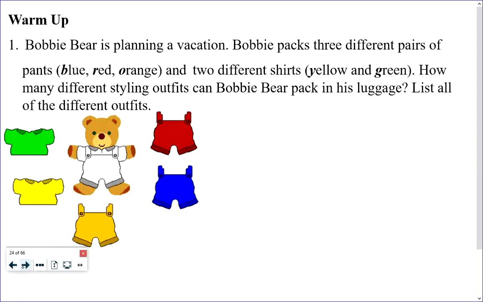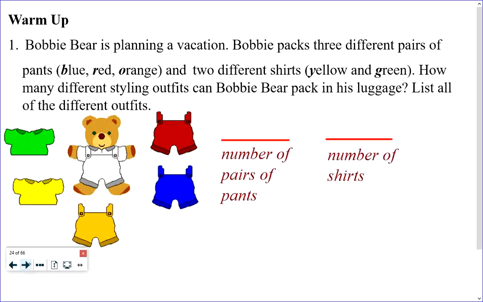If we go back to Bobby Bear, well, Bobby Bear had 2 decisions to make. He had to choose pants and he had to choose shirts. He had 3 pairs of pants and 2 different shirts. And if you multiply 3 times 2 together, you get 6. Did anybody solve that problem that way, kind of in their head?